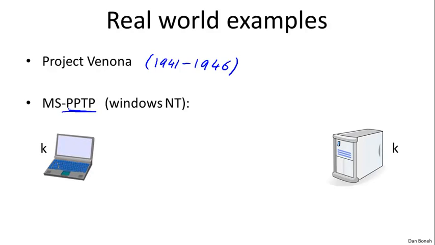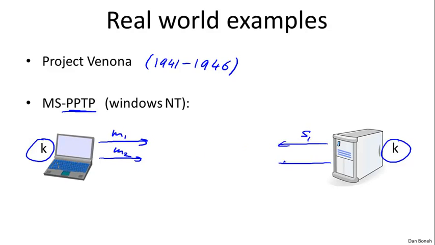This is a protocol for a client wishing to communicate securely with a server. The client and the server both share a secret key here, and they both send messages to one another. So here we'll denote the messages from the client by M1. So the client sends a message, the server responds, the client sends a message, the server responds, the client sends a message, the server responds, and so on and so forth.